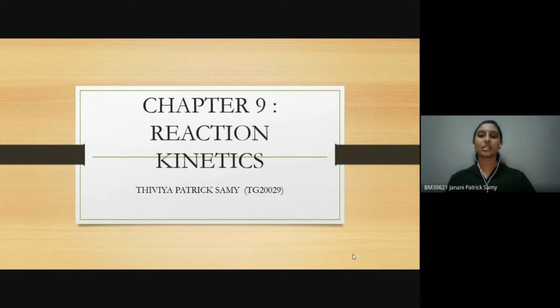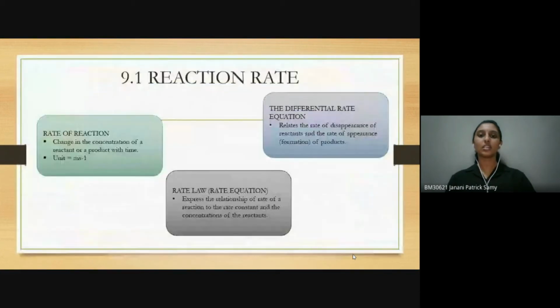Now I'm going to present chapter 9, which is reaction kinetics. There are three subtopics in this chapter. The first subtopic is reaction rate. Reaction rate is the change in the concentration of a reactant or a product with time. The unit of the rate of reaction is M s-1.